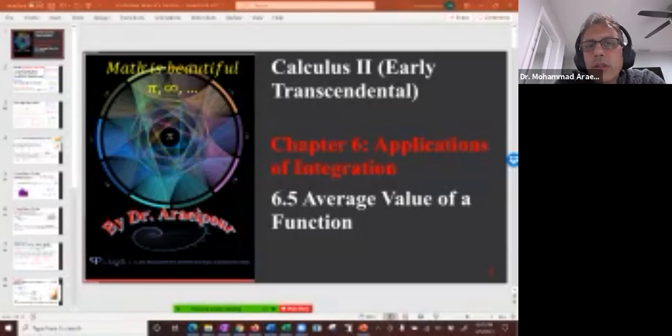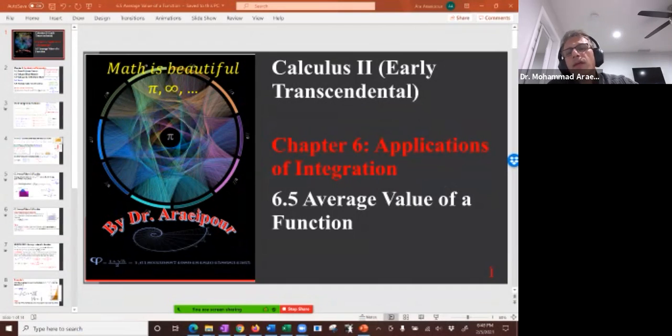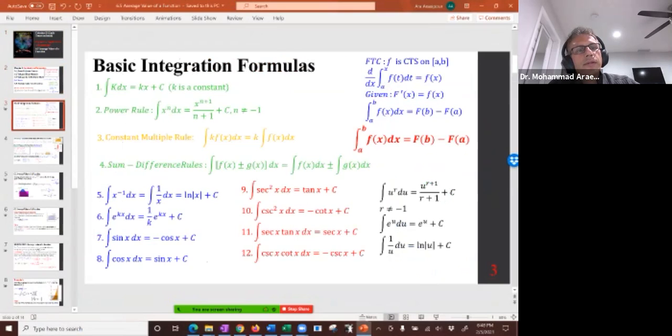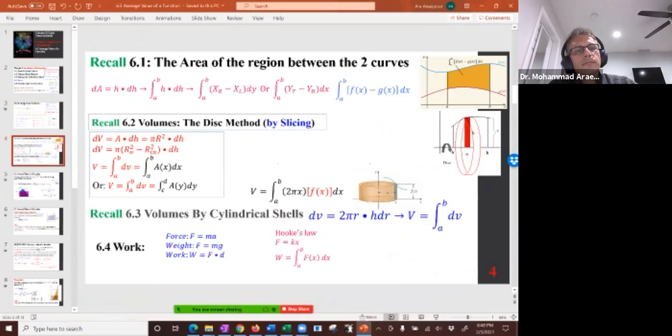Good evening, class. We are looking at section 6.5, average value of a function. Again, basic integration formulas. Previous sections: the area of the region between two curves, volume, the method of disks, volume by cylindrical shells, applications, section 6.4, work.